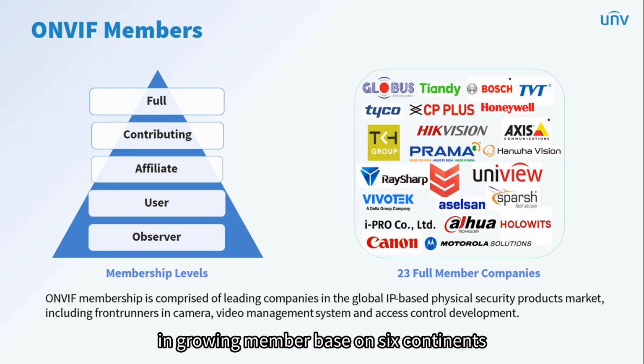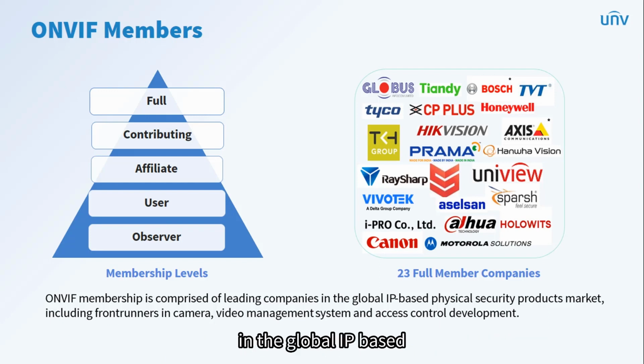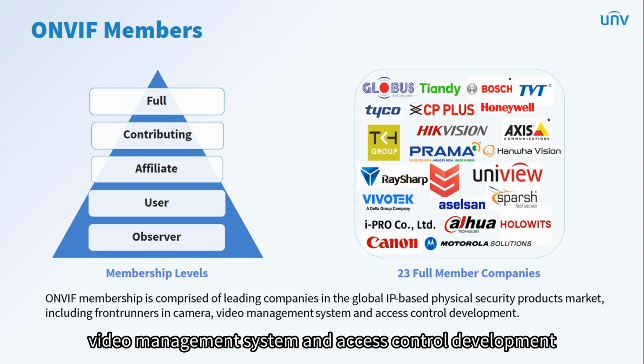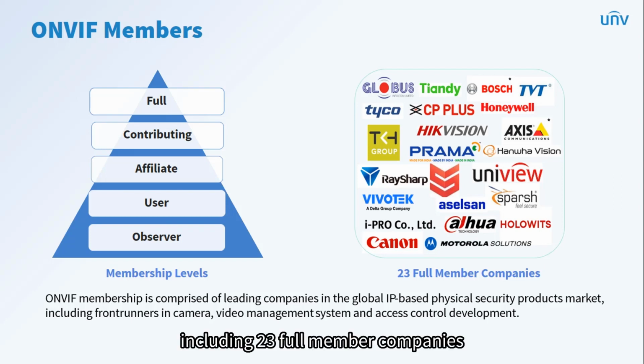ONVIF has a robust and growing member base on 6 continents. The ONVIF membership is comprised of leading companies in the global IP-based physical security products market, including front-runners in camera, video management system, and access control development. So far, ONVIF has 468 members, including 23 full member companies. Today, the organization's member base collectively offers thousands of ONVIF conformant products in all parts of the world.